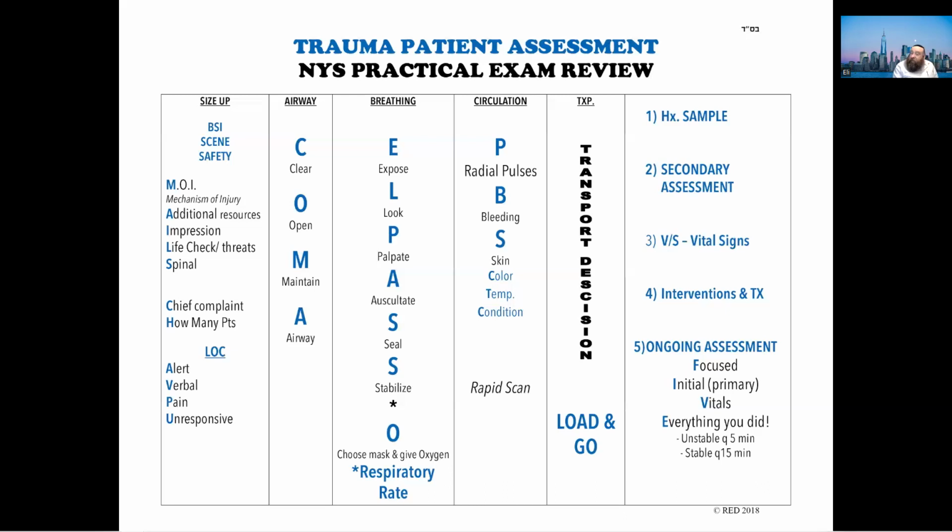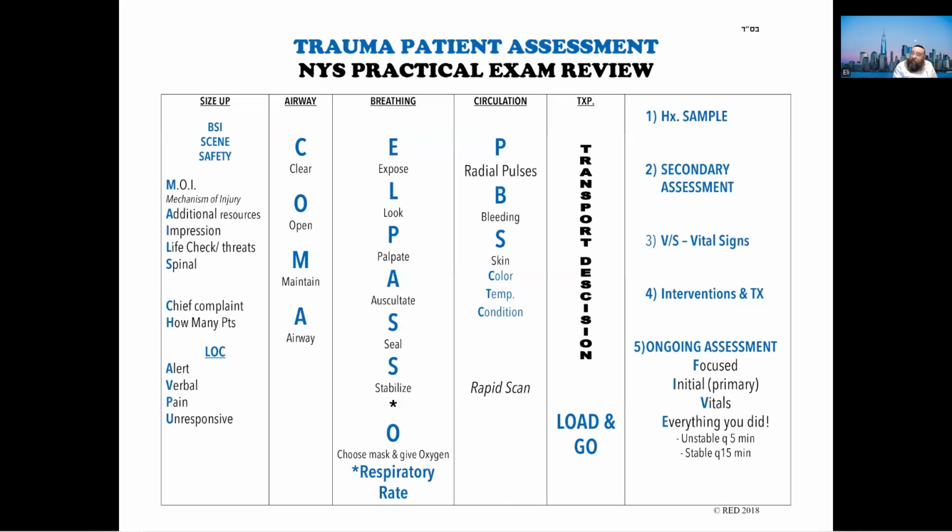BSI and scene safety must be first. Now we have MALES CH. What is MALES? M is MOI, mechanism of injury. Ask the examiner, or they'll tell you, you're responding to a patient who fell out of a fifth-story window. Repeat it back to them: my MOI is that the patient fell out of a fifth-story window. You see, you got the information.